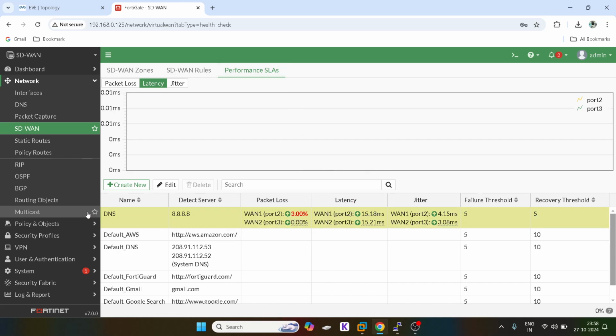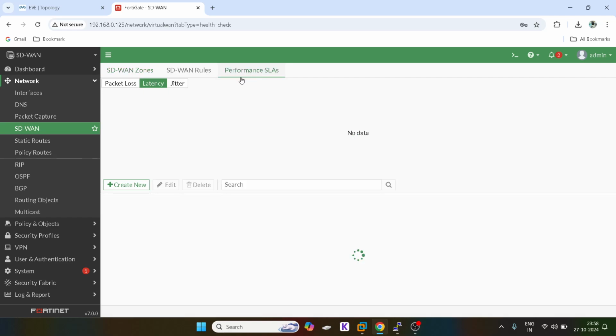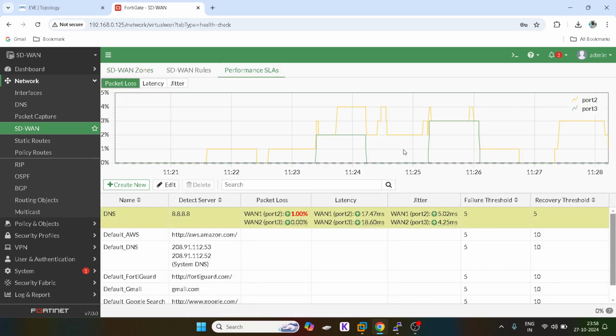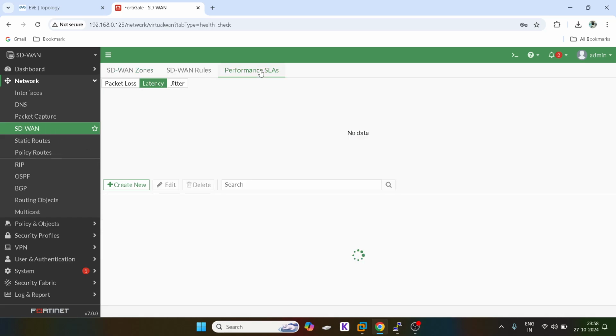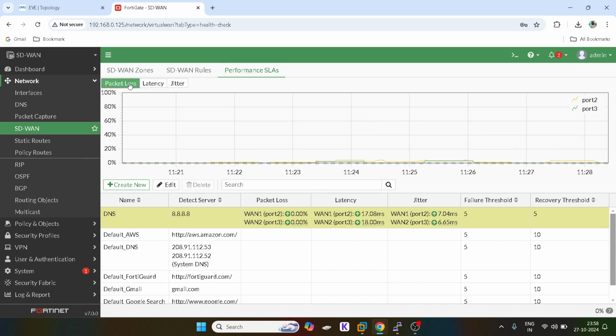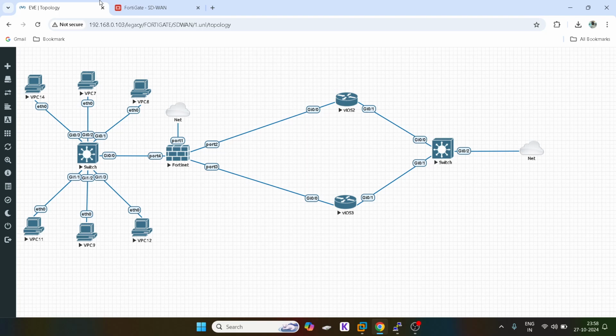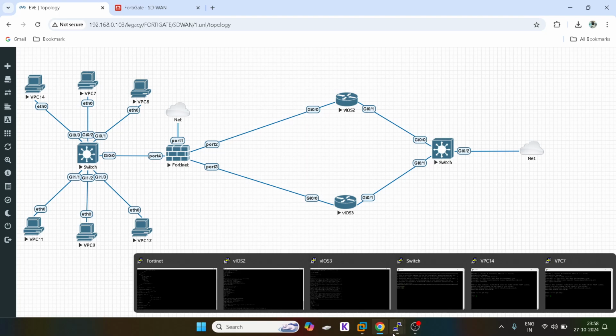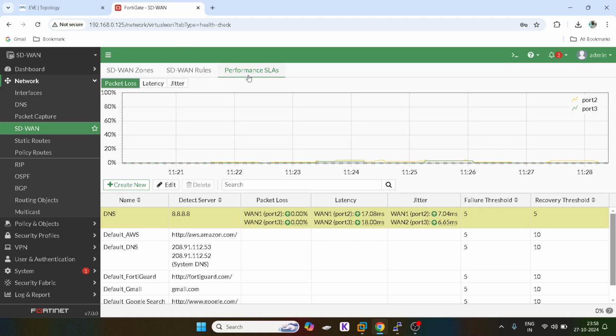Not sure why there is packet loss over here. Let me check if presently we are having any packet loss on port 3. Okay, there is no packet loss now. Packet loss or latency is not there. We have done this configuration for SLA.